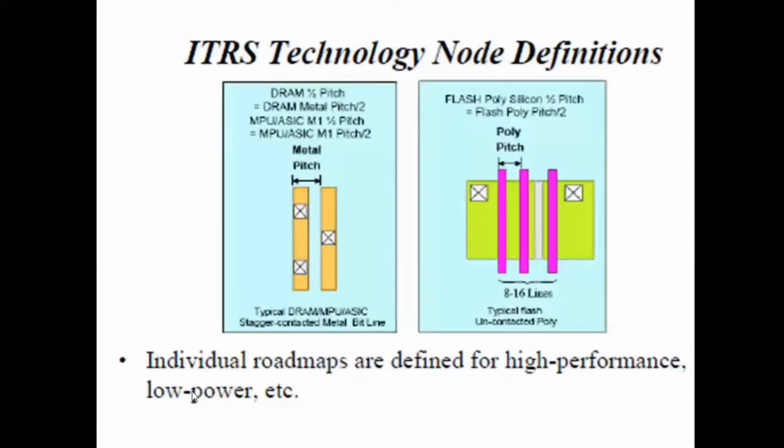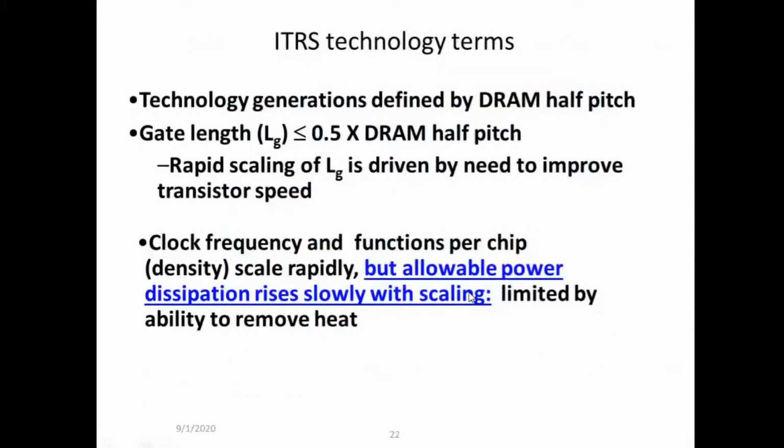ITRS defines the technology node as DRAM half pitch. As we can see here, between two metal layers, the metal pitch is defined and half of that determines the minimum feature size that you can make on the wafer. So the technology node definition is half DRAM pitch, half polysilicon pitch. These are the two polysilicon layers, polysilicon pitch. Half of that is the minimum feature which we can make on the IC. So the technology generations are defined by the DRAM half pitch.